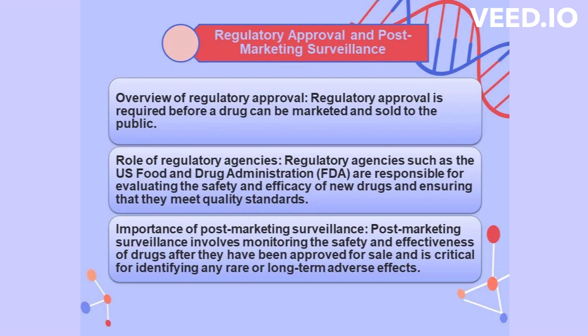Regulatory approval is required before a drug can be marketed and sold to the public. Regulatory agencies such as the U.S. Food and Drug Administration, FDA, are responsible for evaluating the safety and efficacy of new drugs and ensuring that they meet quality standards. Post-marketing surveillance involves monitoring the safety and effectiveness of drugs after they have been approved for sale and is critical for identifying any rare or long-term adverse effects.